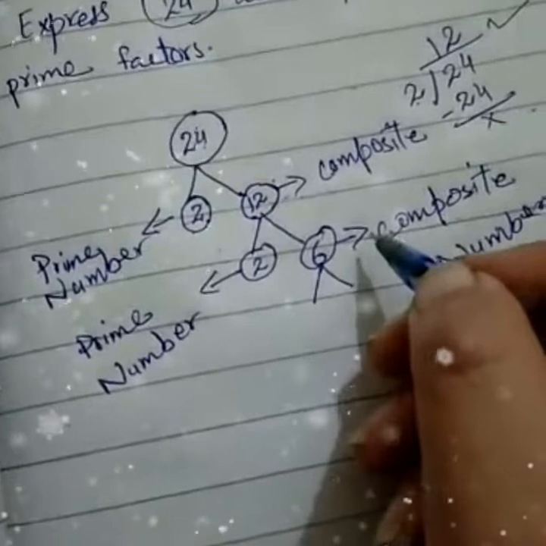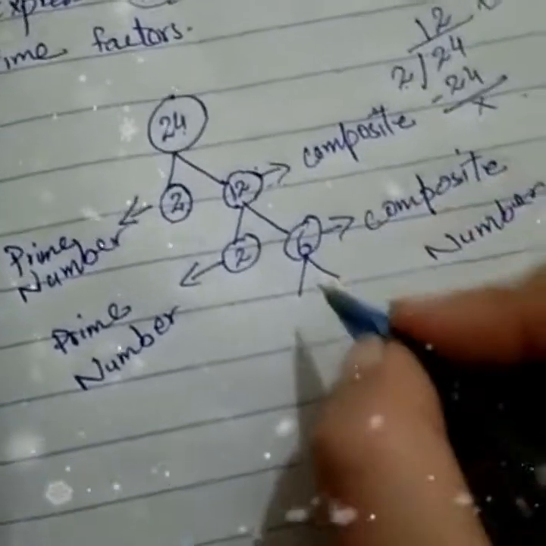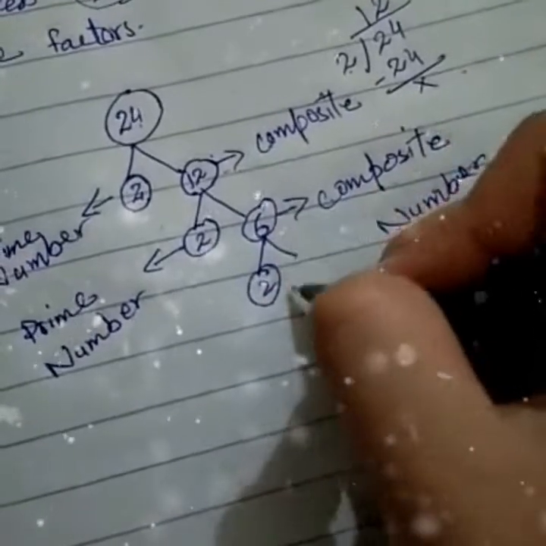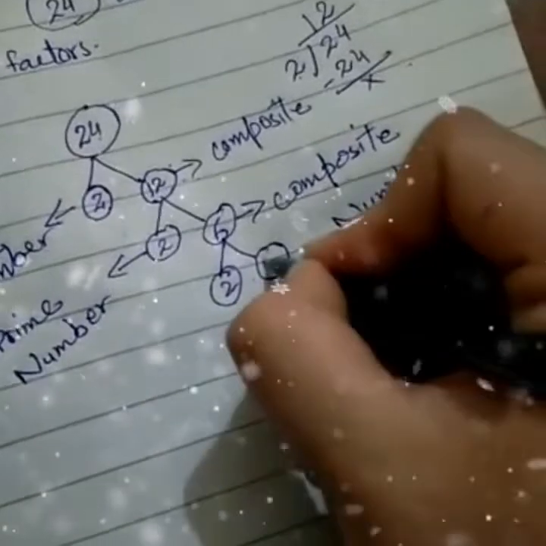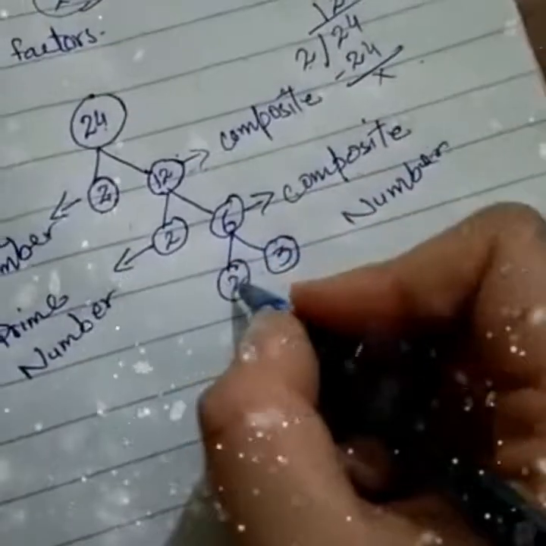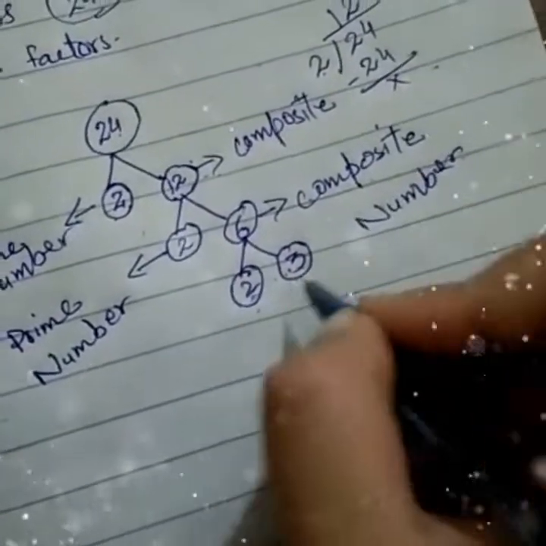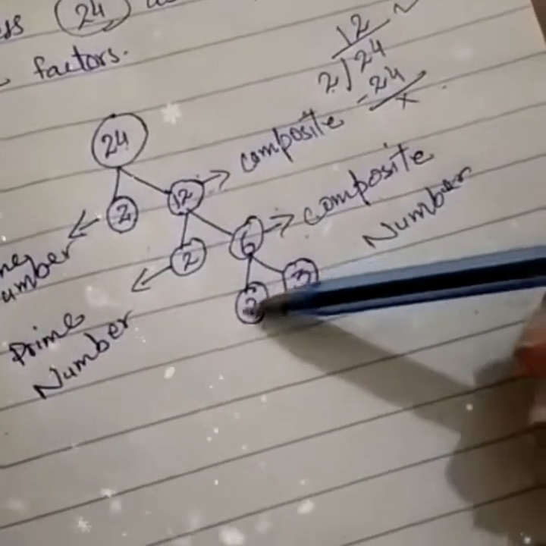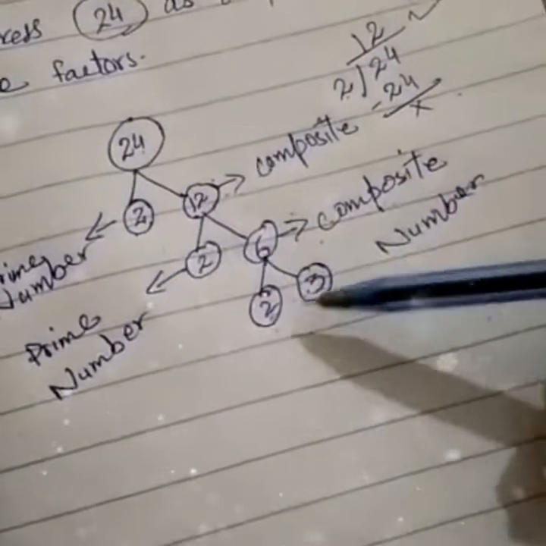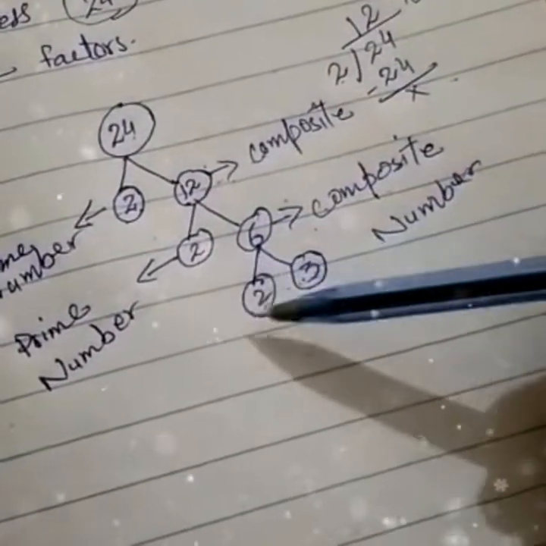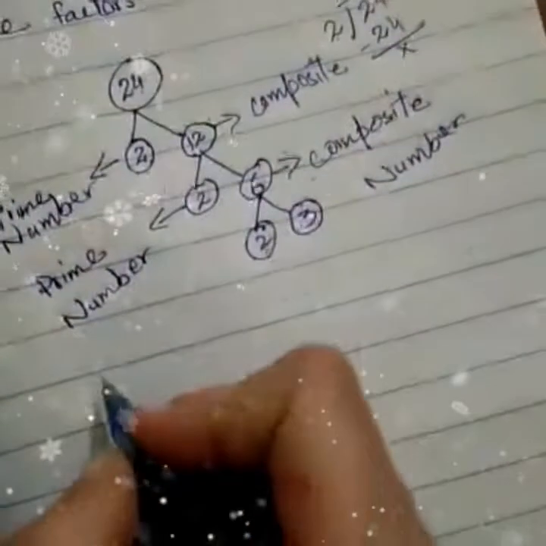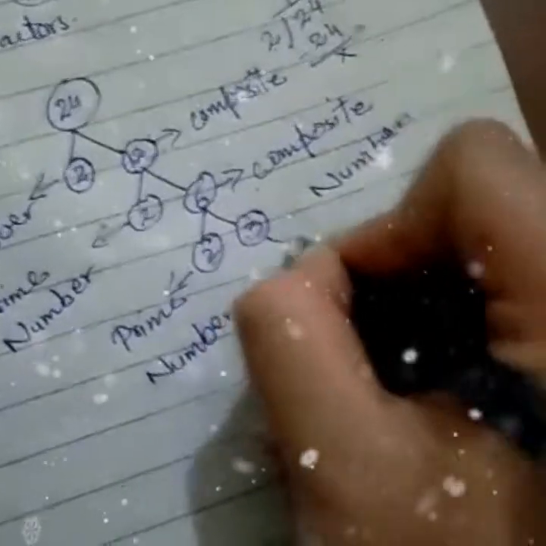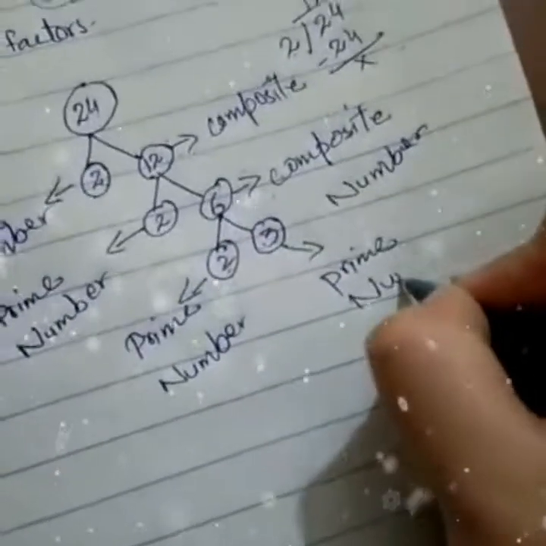We have a small tree of 24. First of all, we get 2 factors, 2 and 12. Again we make branches that are 2 and 6. Now 6 is further going to divide into 2 factors that are 2 and 3. Now finally we get prime numbers. 2 is a prime number and 3 is also a prime number. We stop dividing when we finally get the last prime numbers. Here we get 2 and 3 as prime numbers.